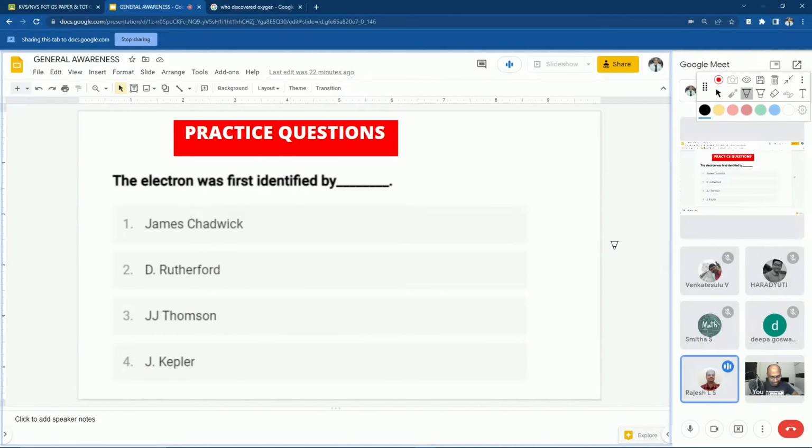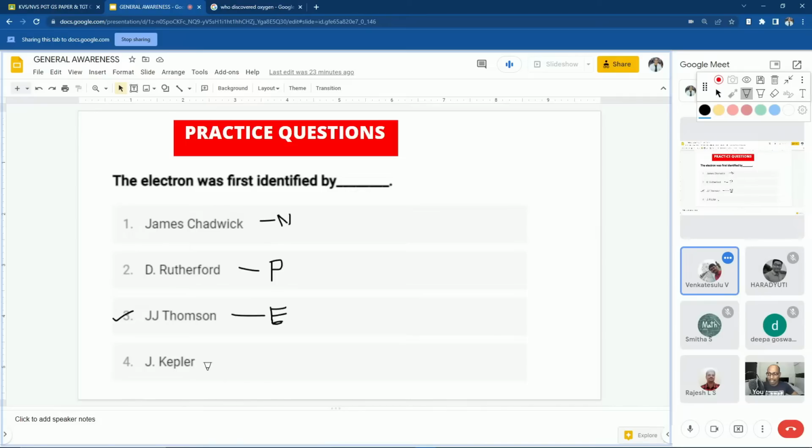Electron was first identified by James Chadwick, Rutherford, Thomson, or Kepler? Chadwick, sir, 100% correct. Check Google. According to my answer, it is Chadwick. The electron was discovered by J.J. Thomson. Chadwick is the neutron. J.J. Thomson identified the electron, Chadwick the neutron, and Rutherford the proton.